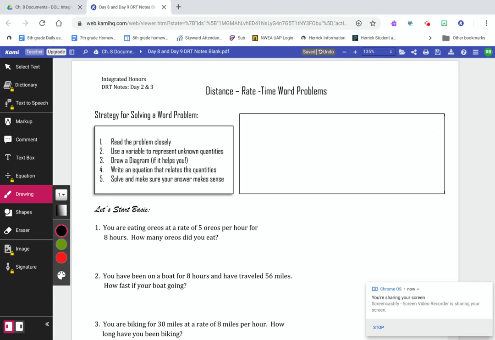Okay, today we're going to be talking about the distance, rate, and time word problems. So I'm sure you've seen D equals RT, which is distance is equal to rate times time. And for many of these problems, when you think of the units, it helps you solve them.